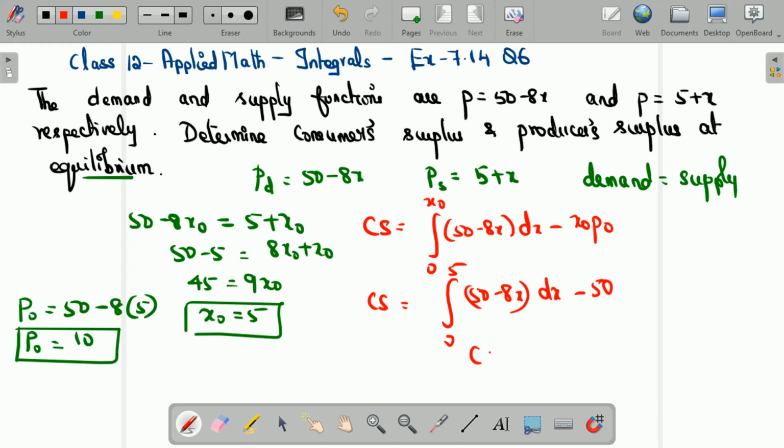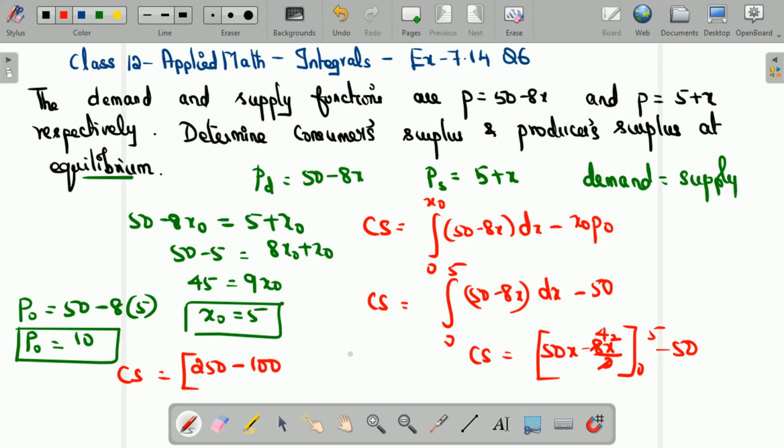So let's integrate. CS = 50x - 8x squared by 2, which simplifies to 4x squared, between the limits 0 to 5, and then minus 50. Let's apply the upper limit: 50 into 5 is 250, minus 5 squared is 25, and 25 into 4 is 100. Then minus the lower limit, whatever you put, it is 0. So directly a minus 50. So 250 - 150, which means your CS is equal to 100.